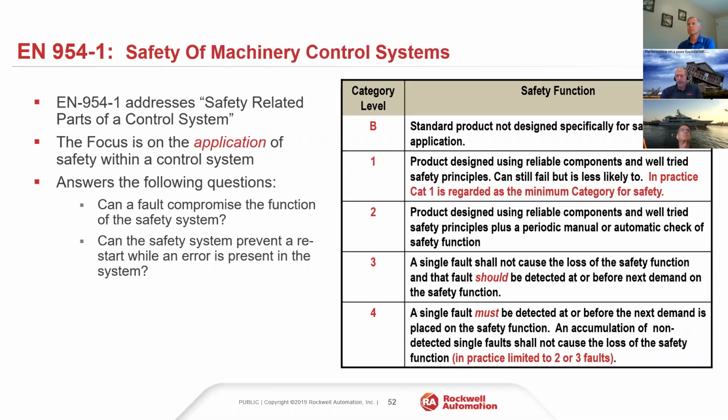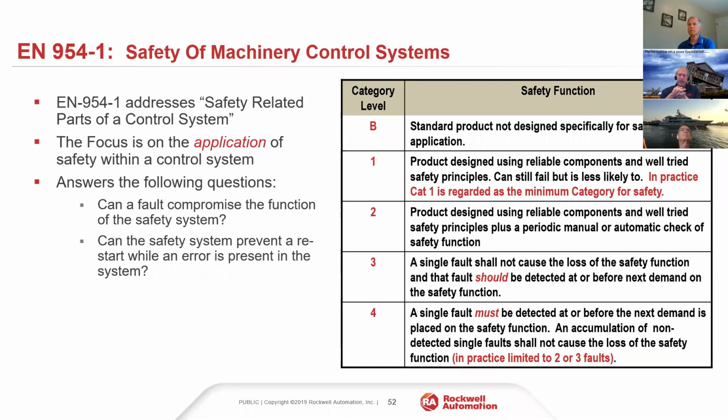And you can read all the interesting little details on the side there, but the category levels, as a reminder, or for those who may not be familiar, span from B through 4, where B is really not specifically designed for safety. Category 1 is where we start to really talk about true safety, and spanning up through Category 4. And the intent was that Category 4 was more feature-rich, if you will, had more capabilities to prevent unsafe situations than a Category 1 circuit. And 2 was better than 1, and 3 was better than 2, etc. However, in practice, that may or may not be true.